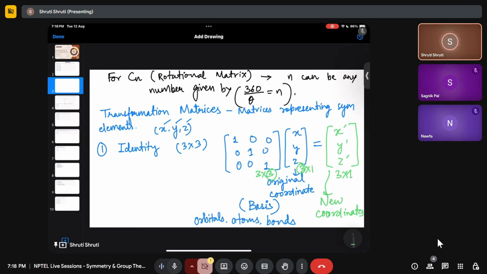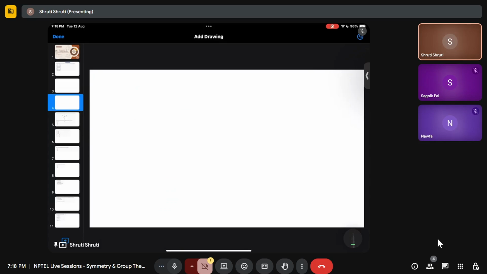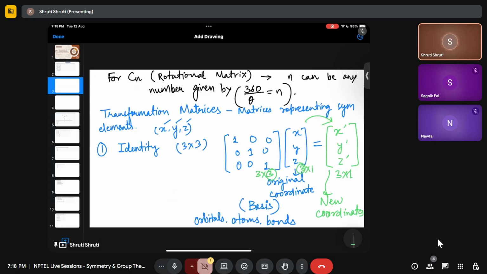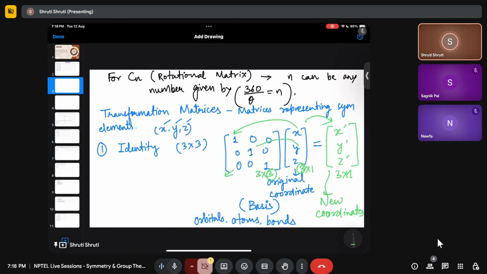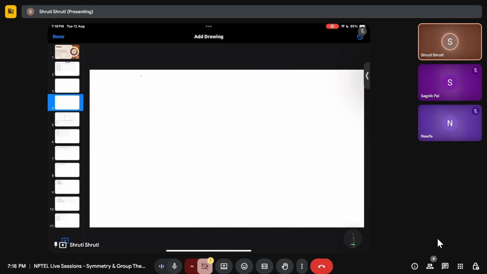On applying this transformation matrix on your basis, you have transformed the basis to a new coordinate, meaning you have moved the coordinates. You have changed the coordinates. For identity, since it is the identity matrix, when you do the multiplication, each diagonal element gets multiplied with its coordinate and the rest are 0, so there will be no change. It's simple matrix multiplication.